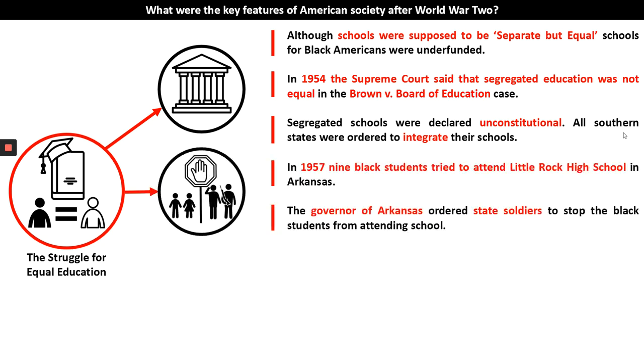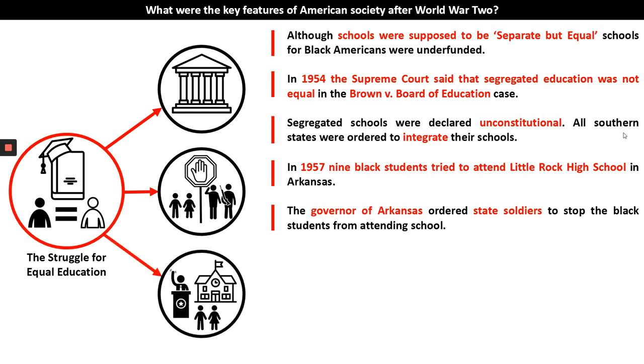In 1957, 3 years later, 9 black students tried to attend Little Rock High School in the state of Arkansas. The governor of the state ordered soldiers to stop the black students from attending school. And so as the black students went to go to the school, the soldiers blocked them and stopped them from having an education.